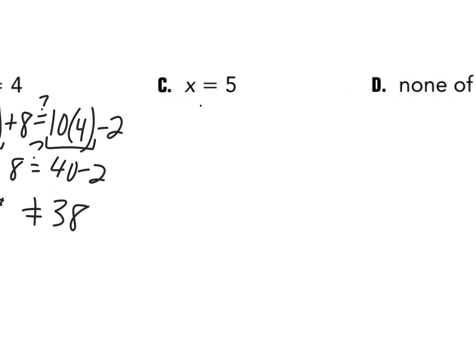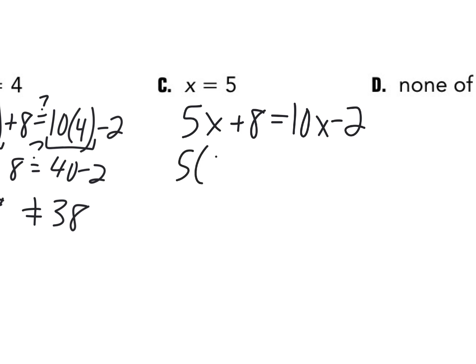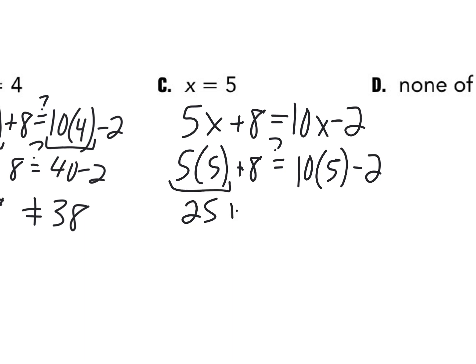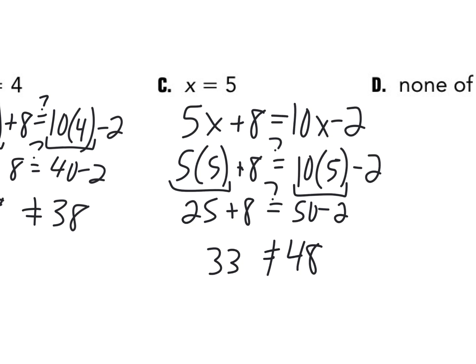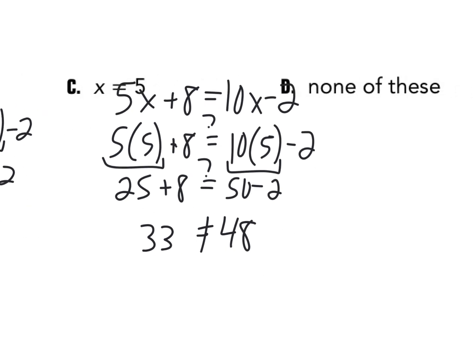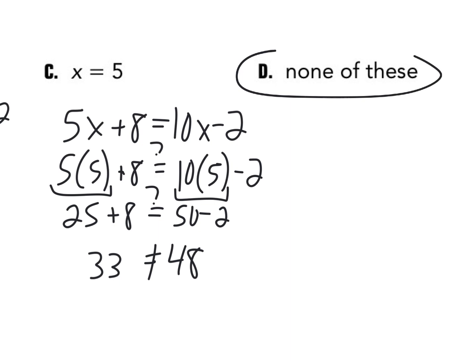We can continue this for part C. I'm going to rewrite the problem because I can't see it on the screen right now, which is not a bad idea just in general. If you just rewrite the equation, it makes it easier for substituting. Okay, so same idea on this one. Should be 33 and 48. And those are not equal. And that's the end of the line. So this is choice D, none of these.